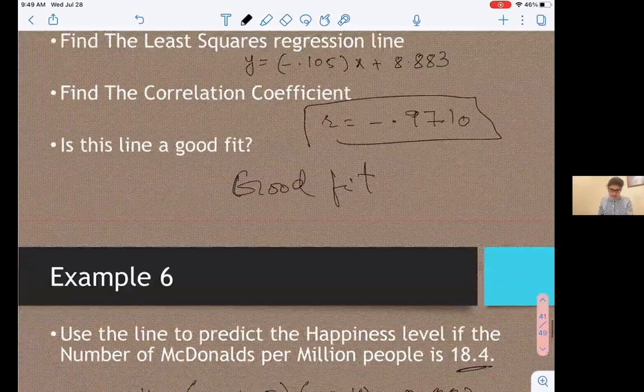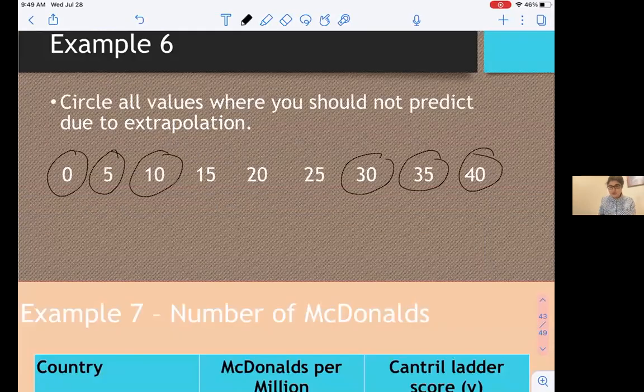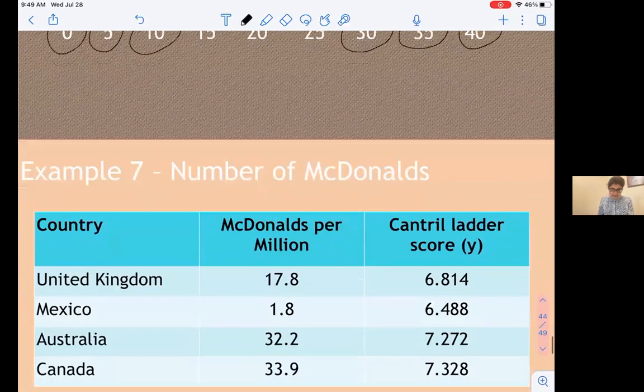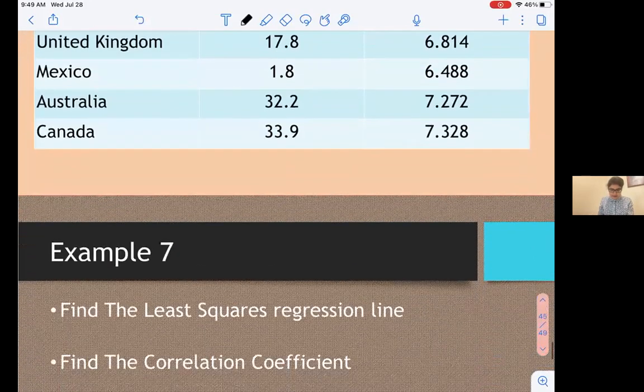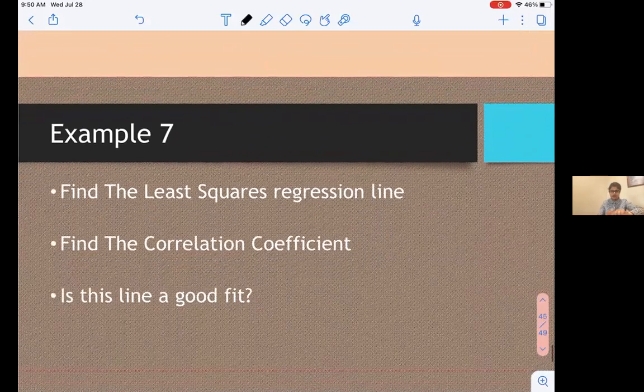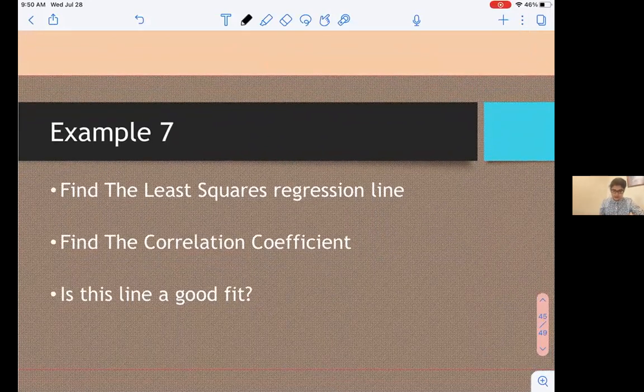So these are my extrapolated values, where you should not predict the values for y. In example 7, again, we selected a few countries from the 11 countries. You have to place them in your L1 and L2, place all the values of y, and find the values using the least squares regression line equation.